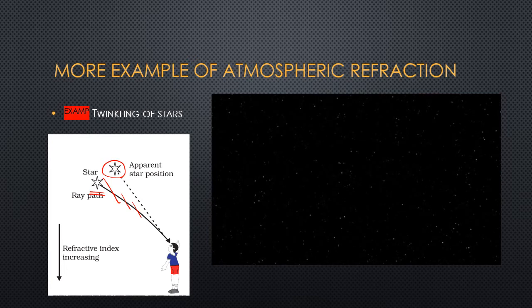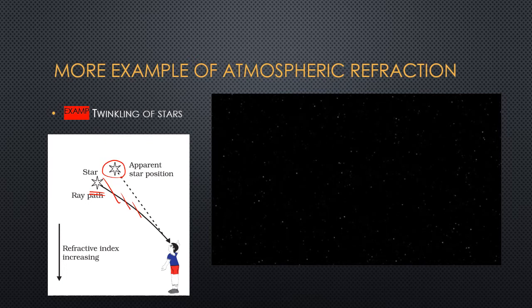So we have understood two things here. First, the twinkling of the star is happening because of the changing amount of light entering the eyes from the star, and the apparent position change of the star. Both of these things are happening because of the atmospheric refraction of the starlight. So this twinkling effect is because of atmospheric refraction.